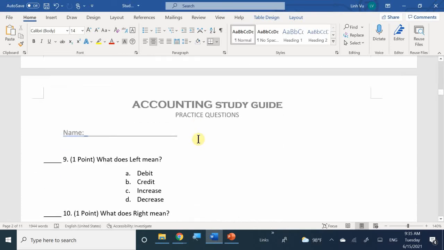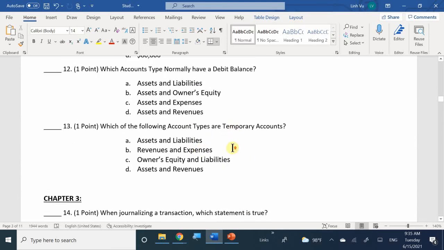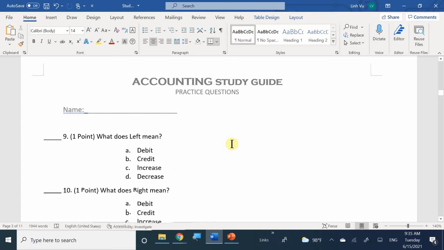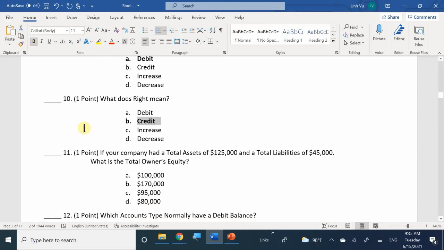Okay. So, let's go ahead and go over a couple of questions here. What does left mean? A debit. It means debit. Good. Okay, what does right mean? Credit. It means credit. Yes.